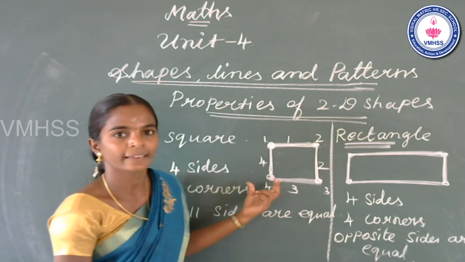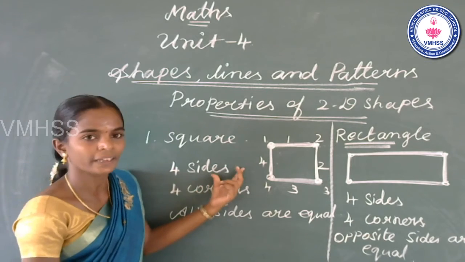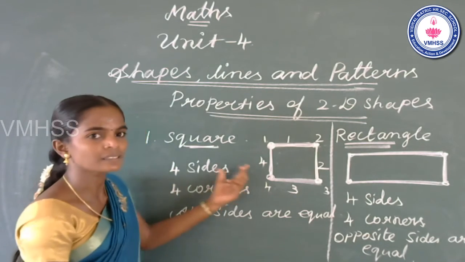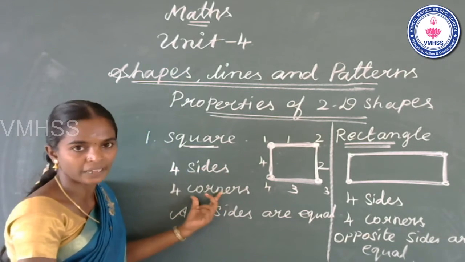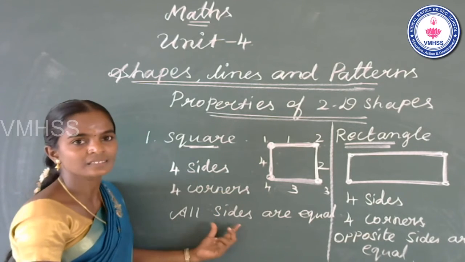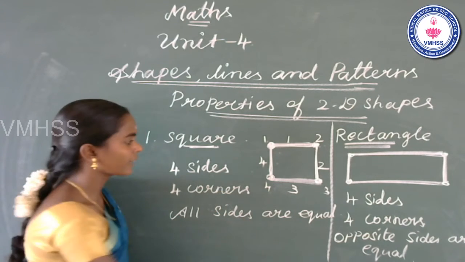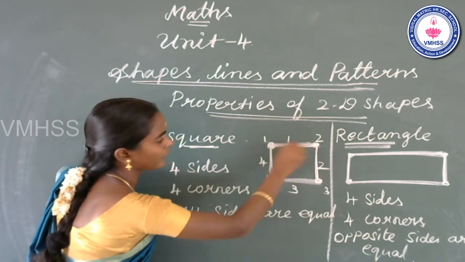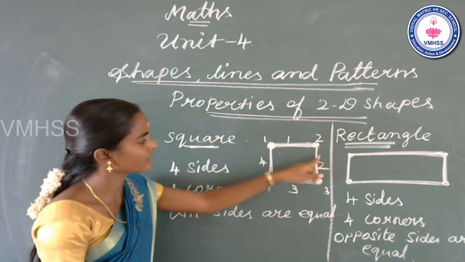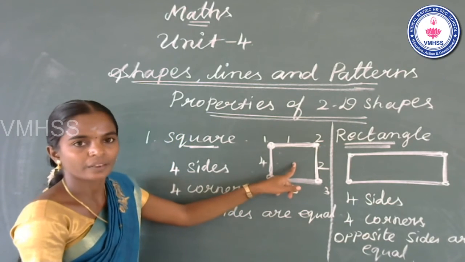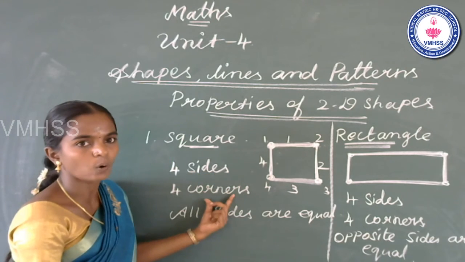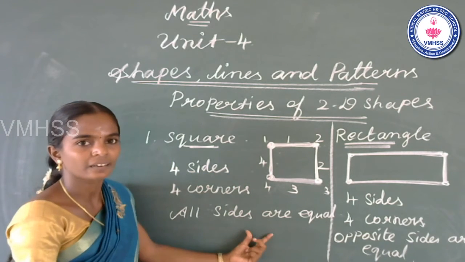Children, listen. First shape, square. A square has four sides and four corners. All sides are equal. All sides are the same length. So, four sides, four corners, and all sides are equal.